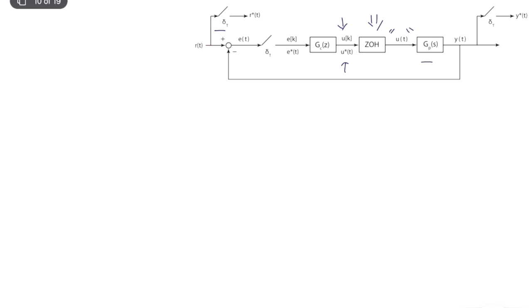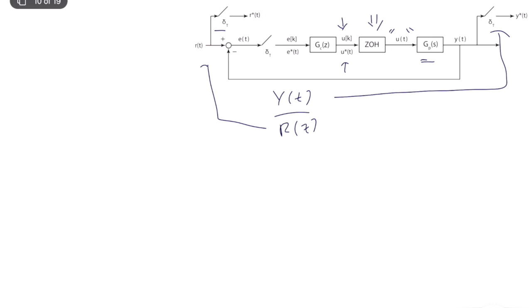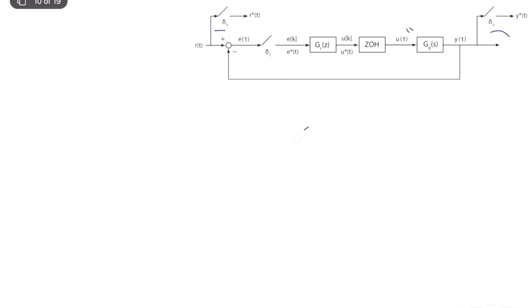And we have a continuous time transfer function, which is the plant that we want to control, and it produces the output. The goal is computing y of z over R of z, where y of z is the z transform of the sampled output, and R of z is the z transform of the sampled input or reference signal. I will derive this using two different approaches. One is from a more purely discrete point of view. In the other, we will use star signals, the star Laplace transform, as much as possible.